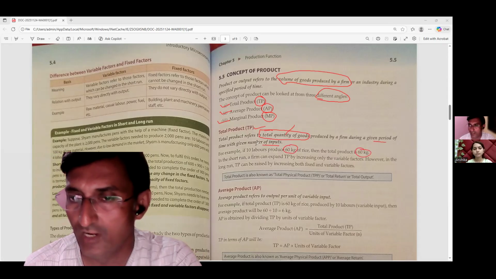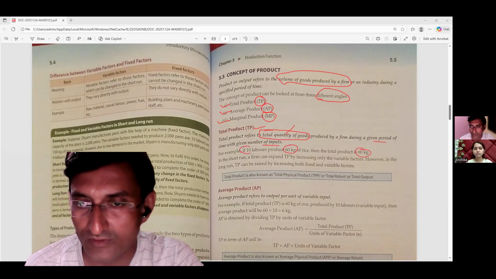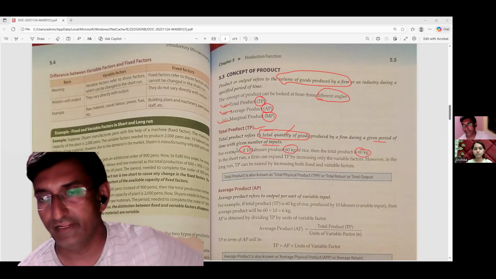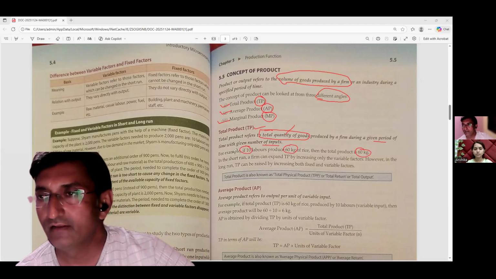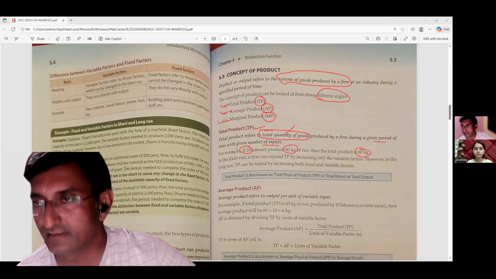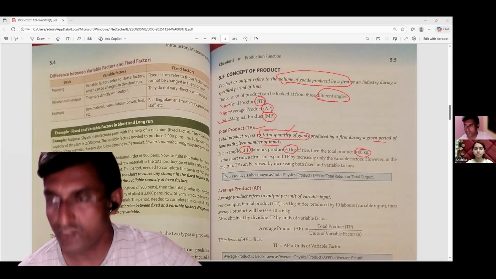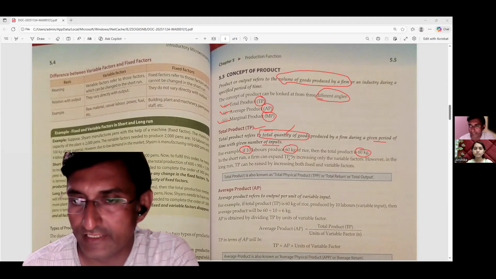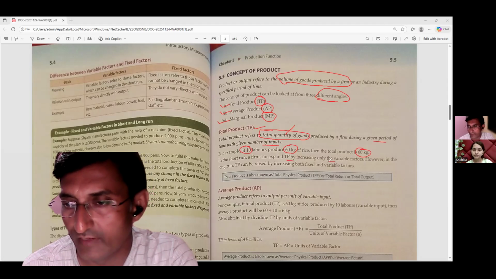Example, if 10 laborers are there, and all 10 laborers are producing 60 kg of rice, then total product is 60 kg. How many laborers are there? Laborers 10, and all 10 laborers are producing 60 kg of rice. So it means total product is only 60 kg. In the short run, a firm can expand TP by increasing only the variable factors.